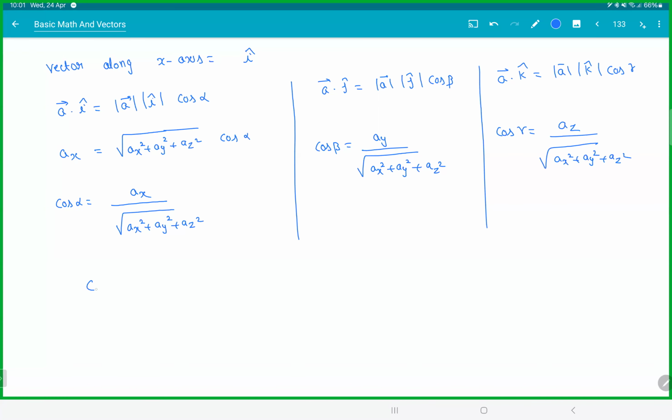Now, if you add all of them, cos square alpha plus cos square beta plus cos square gamma, you'll see numerator and denominator will cancel out. Now, this can be written as 1 minus sine square alpha, 1 minus sine square beta, 1 minus sine square gamma. So therefore, what I asked you, sine square alpha plus sine square beta plus sine square gamma turns out to be 2. Check.